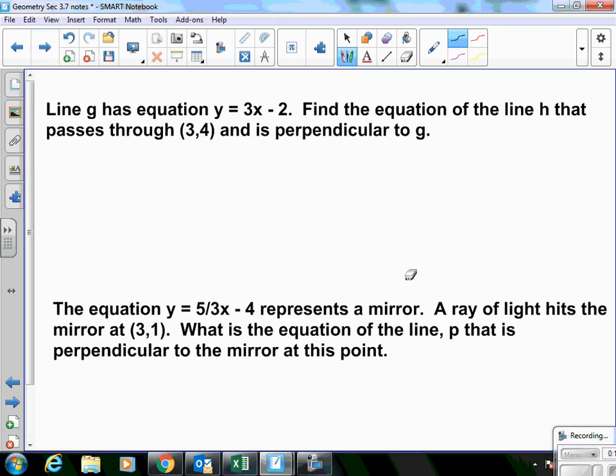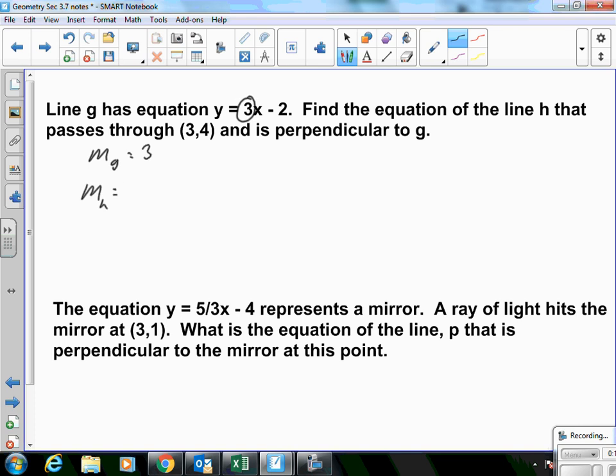Alright, so line G has the equation y equals 3x minus 2. Find the equation of line H that passes through 3, 4 and is perpendicular to G. So from the equation here, we know that the number in front of the x is the slope for line G. So the slope of G is 3. And we need the slope of H so that we can come up with the equation for H.